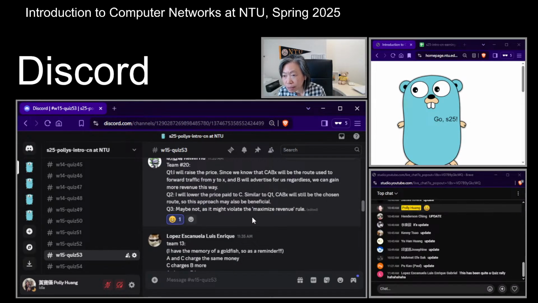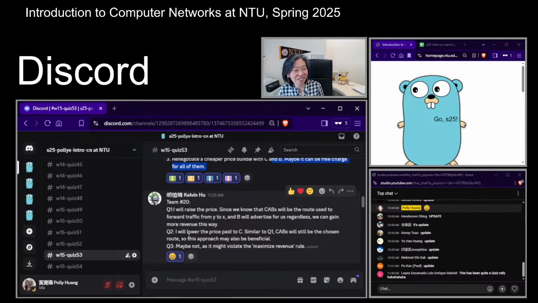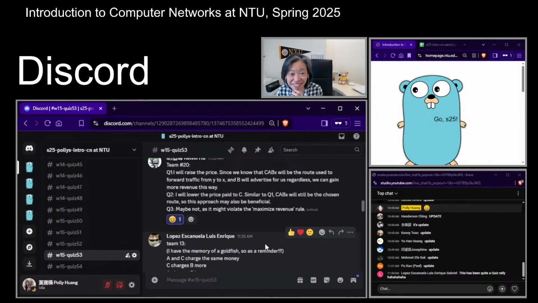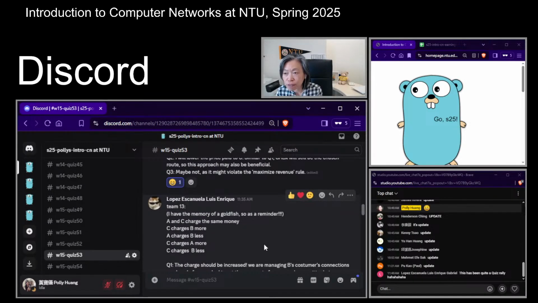Team 20. Okay, Team 20 is very funny. Okay, so for Q3, the alternative solution is maybe no alternative solution. Because if... then that would not be economy, right? So it's all about maximizing the revenue. Yeah, Kelvin, very interesting, very alternative thinking. So if you stick to economic incentives, maybe there's no better way.